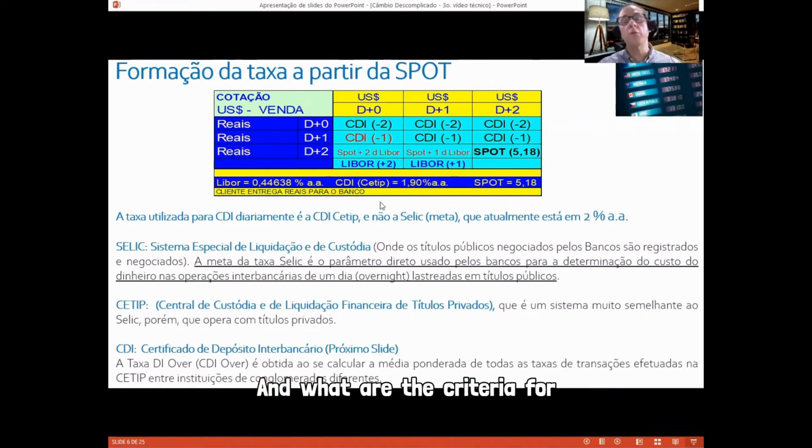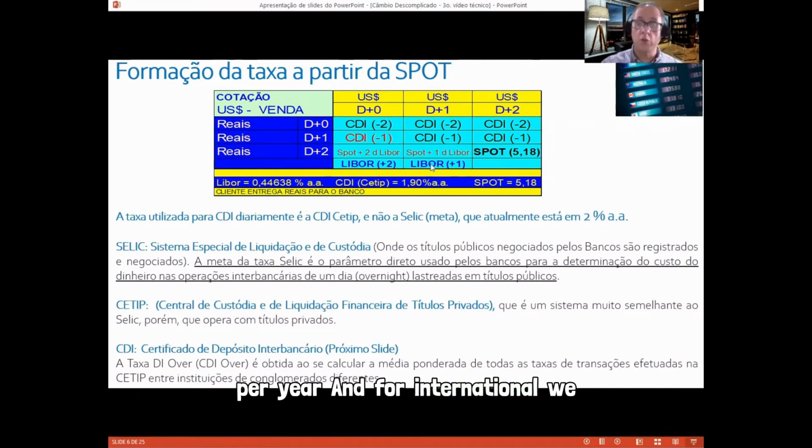And what are the criteria for changing this rate? For the domestic part, we use the CDI and CTIP, which, since the Selic is at 2%, is usually the CDI and CTIP that we use here. In this example, 1.90% per year. And for international, we use LIBOR for now, although that's about to change, but for now it's still LIBOR. So in this example, LIBOR would be at 0.446388% per year. These are the two rates we use to make any adjustments to the cost rate.